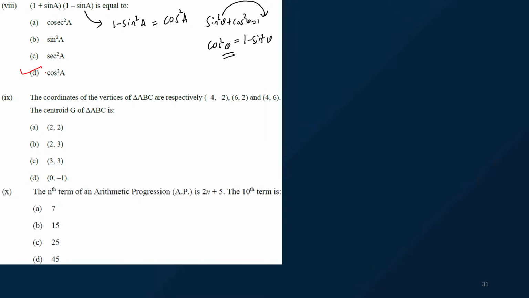Clear? Okay, please let me know in the chat whether you are following it or not.